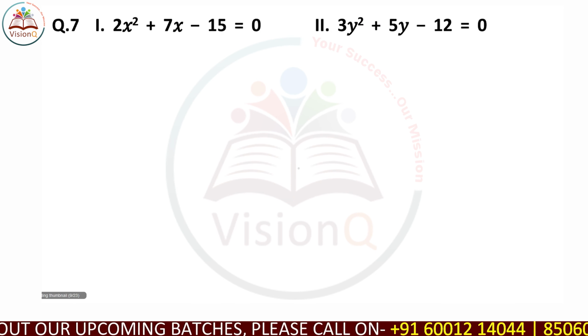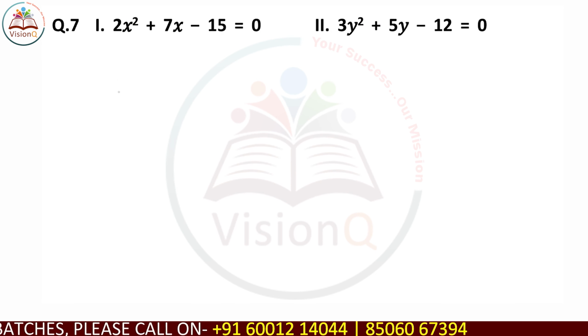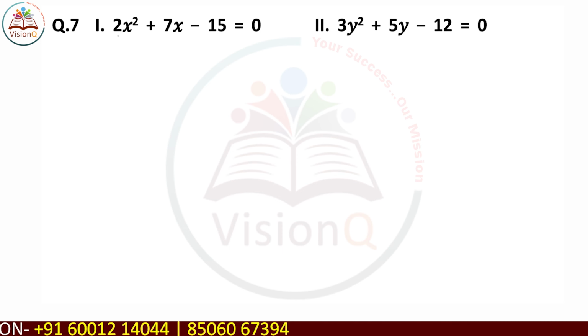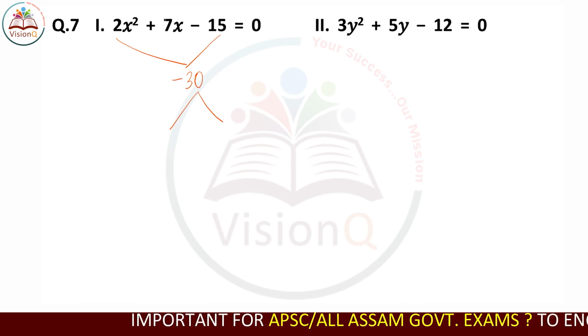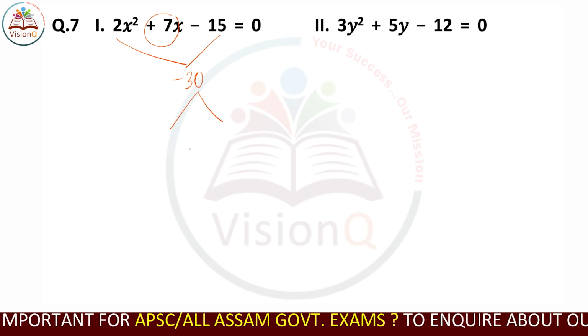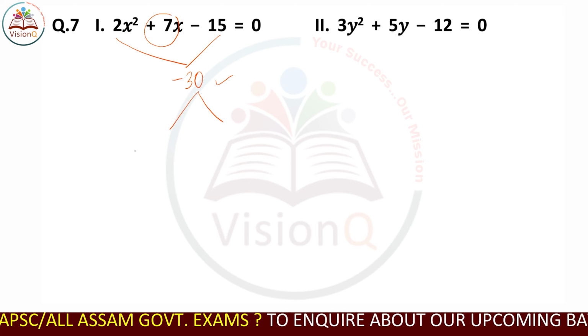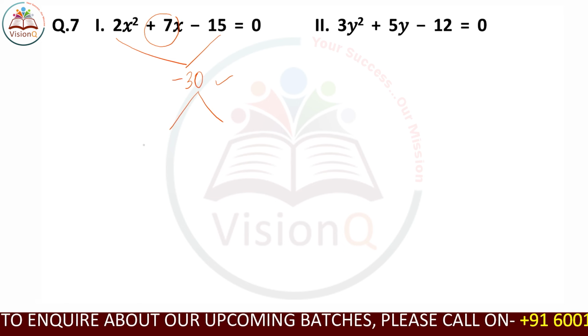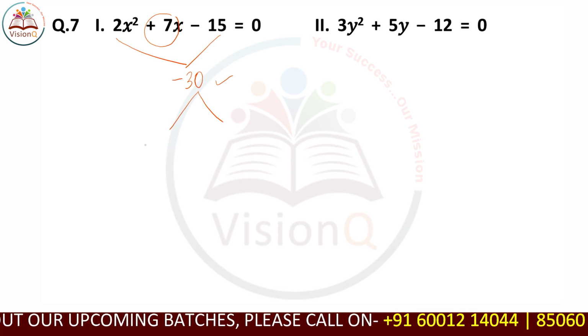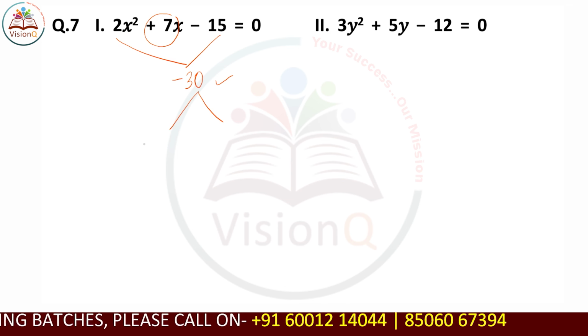Next in front of you is question number 7. In a similar way, if I multiply a and c in the first equation, I get minus 30. Then minus 30 should be broken down into two numbers so that the sum of these numbers is b, which is 7, and the product should be minus 30. So how to break these numbers, so that the sum is 7 and the product is minus 30?